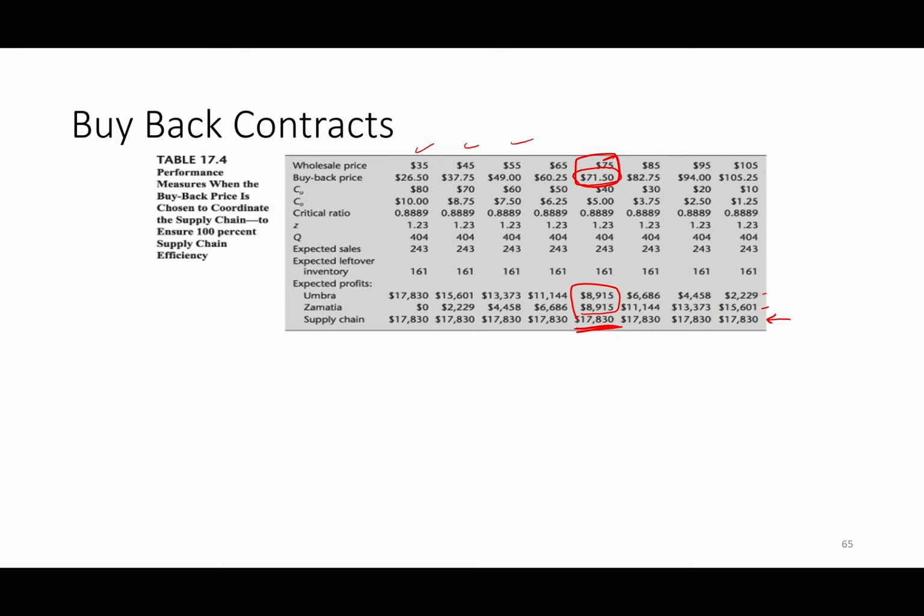And on top of that, the profits are equally shared. Okay, so clearly we see that the two objectives of the buyback contract are met here. First is optimal supply chain performance, right? And then the second one was every party is better than they were before.